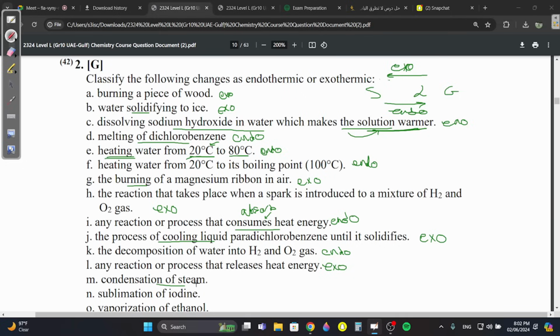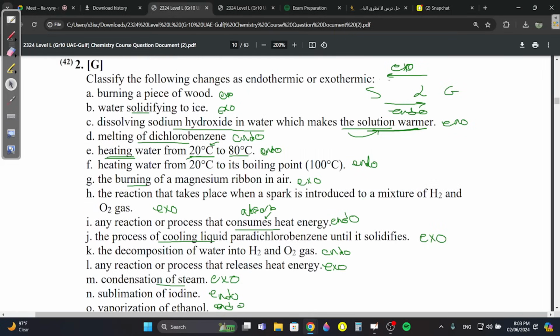Condensation of steam. Condensation means going from gas to liquid, and going to the left is always exo. Okay. Sublimation of iodine. Sublimation is going from solid to gas, so that's endo. Because as you're going to the right, it's endo. Vaporization of ethanol. Vaporization is going from liquid to gas, so it should be endo. Let me just make sure N and O are, yeah. Okay.